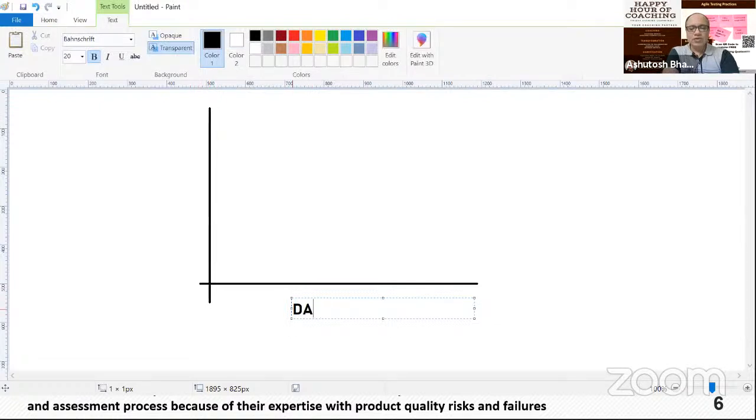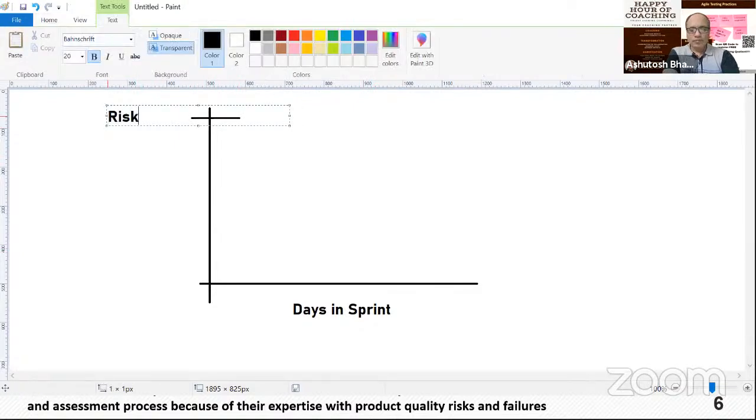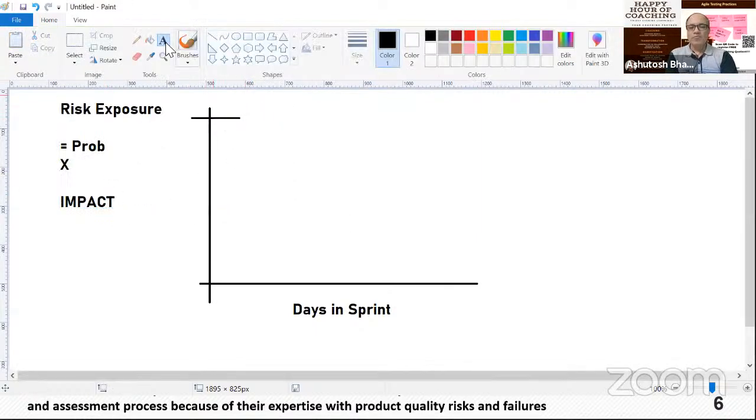On x-axis, you will have days in the sprint, and on y-axis, you will be having what we call as a risk exposure. So you'll be computing the risk exposure, and risk exposure is nothing but probability multiplied by impact. So that's the formula of risk exposure. That is what I will be plotting on my y-axis. Risk exposure, which is nothing but probability multiplied by impact, and the number of days in the sprint is on the x-axis.